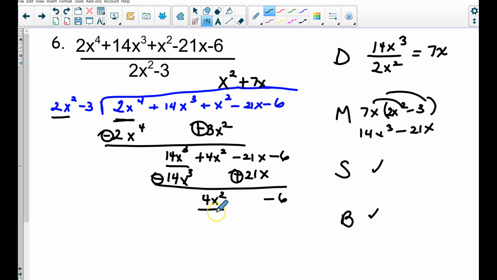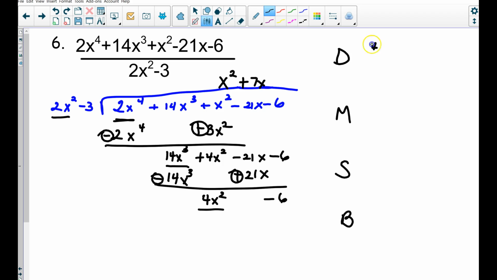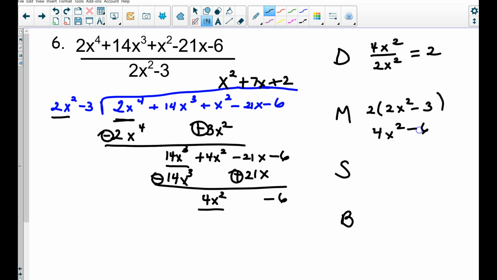Since 2x squared can go into 4x squared, I repeat the process. So I take the 4x squared and I divide it by 2x squared. That gives me a value of positive 2. I place that over the constant. I now multiply the constant by the divisor of 2x squared minus 3 to get 4x squared minus 6.